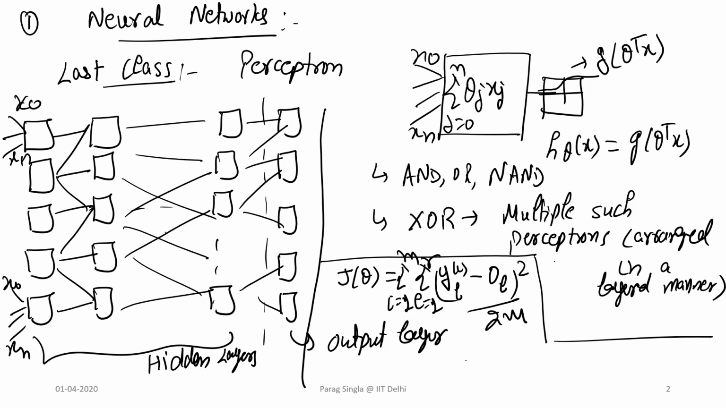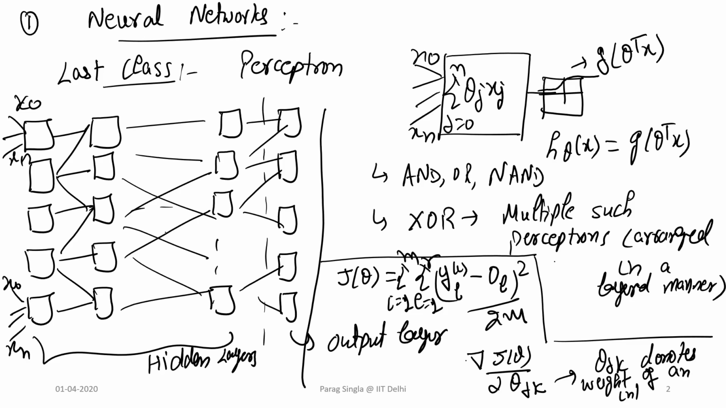Okay, and then we said, how do we really compute delta J theta over delta theta jk, where theta jk denotes the weight of an interconnection, right? So this is what we really wanted to do. Okay, let's move forward to the next slide.